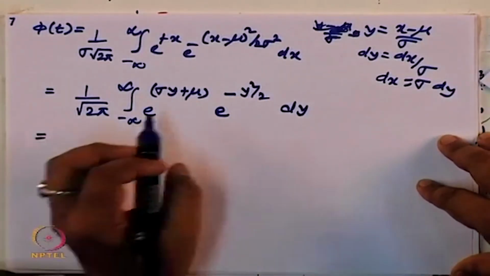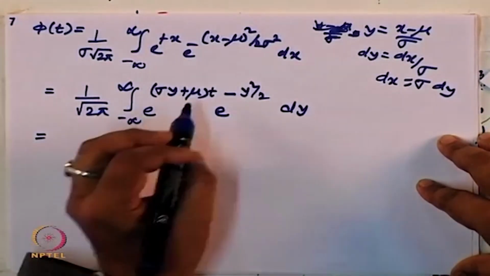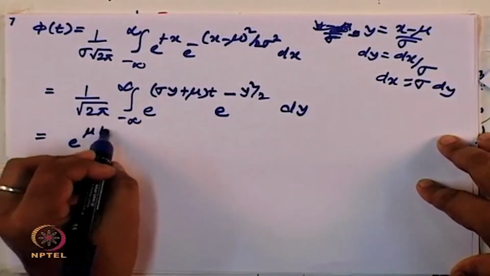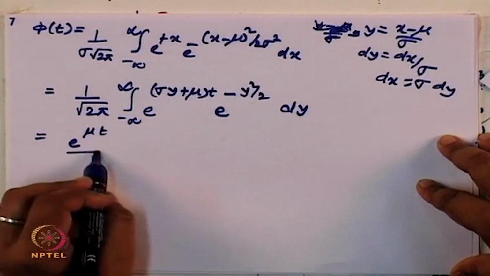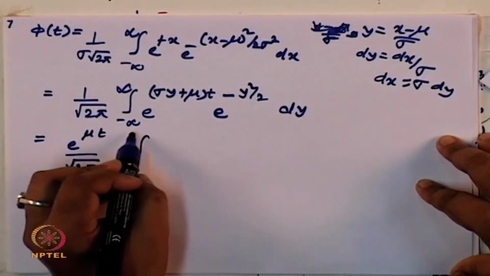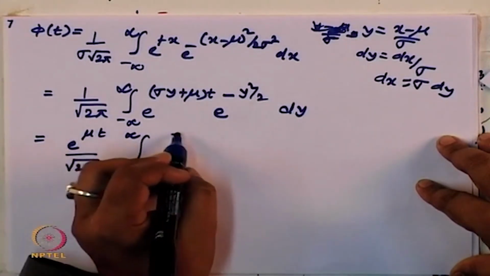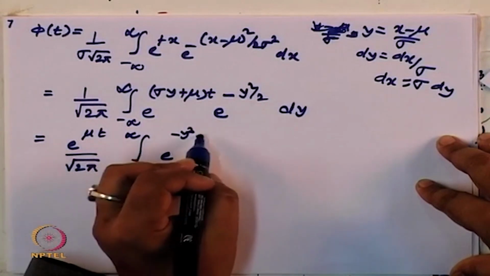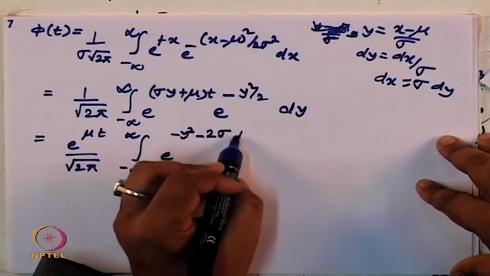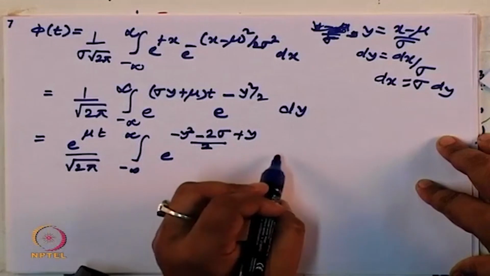So, I can take this mu t term out, because the integral is over y, and I can write it as the integral from minus infinity to infinity of e to the power minus y square minus 2 sigma t y by 2 into dy. Right.